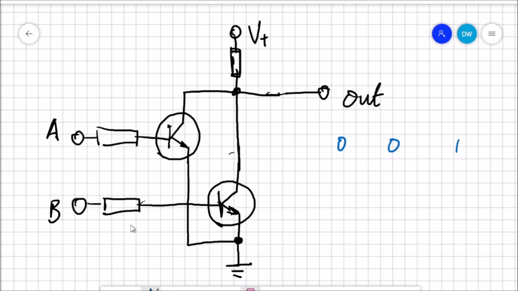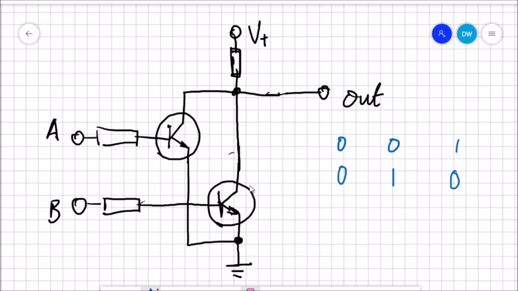Yeah? But what if we turn one of them on? So let's say if B is on and A is off. A is off, so this transistor will still be off, but when we turn on B, the current will go through here, turn on this transistor, which means the current from the voltage source will go straight into the ground. And that gives us nothing to go into the output. So that will be an output low.